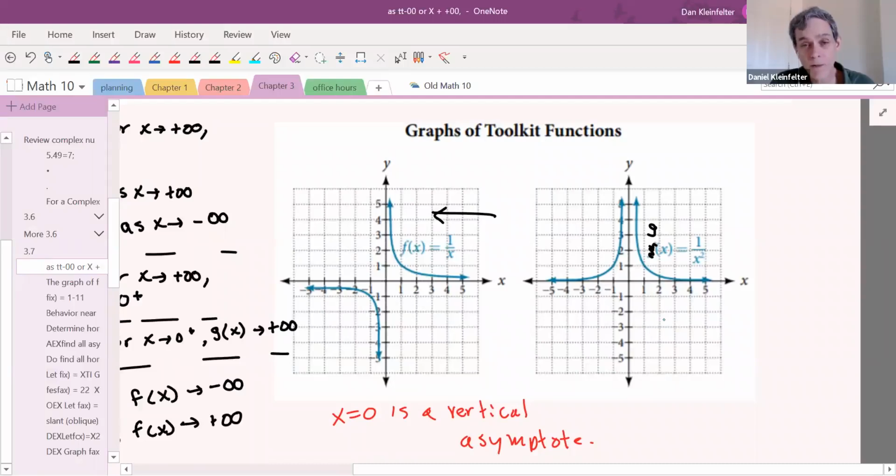And a big difference between these two graphs is that while both have the y-axis as a vertical asymptote, the behavior on either side of the asymptote is different. That is, on 1 over x, it goes down on the left and up on the right. But on 1 over x squared, both sides it goes up. So what causes that? And how can you tell by looking at the formula whether it's going to go one up, one down, or both sides up? So that's what this next part is about.